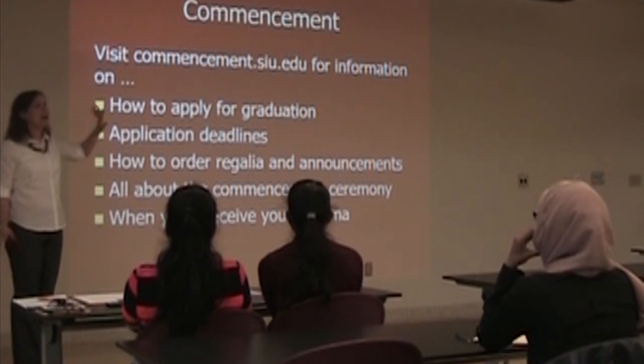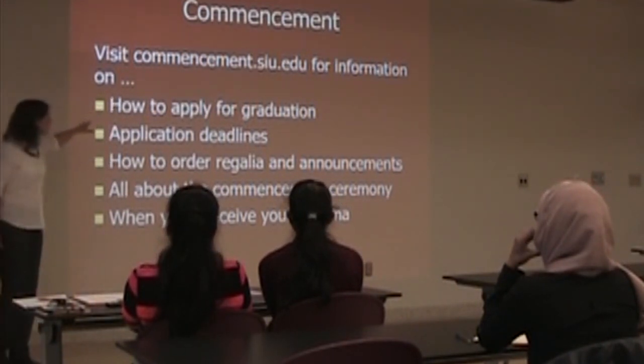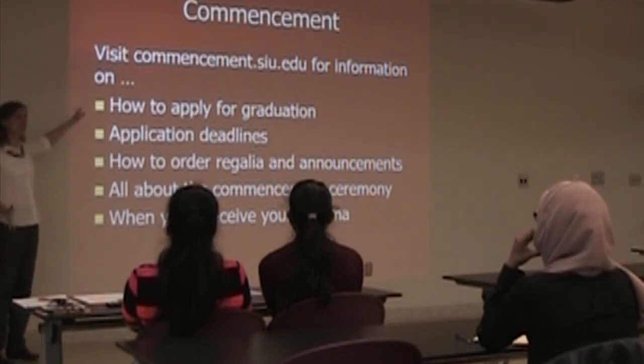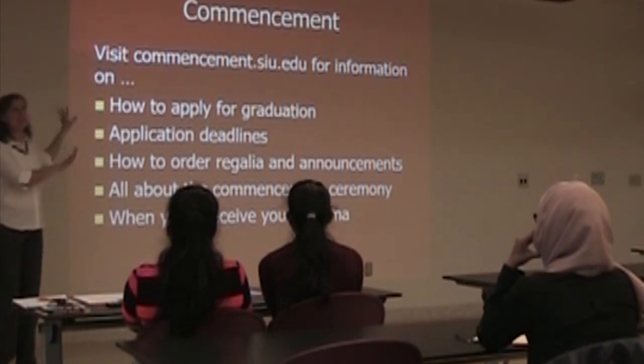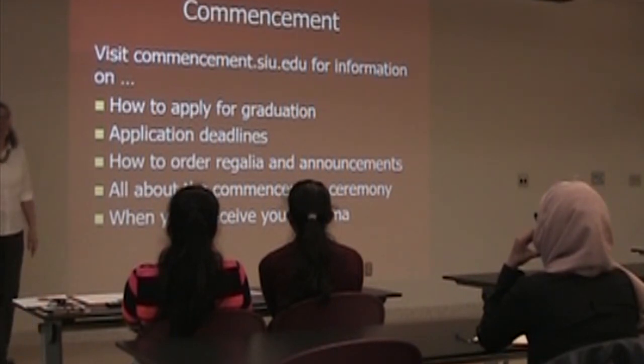Commencement.siu.edu has lots of tabs, all the information you need, how to apply for graduation, but like I said, it's through SalukiNet. Your application deadlines. If you want to order your cap and gown, that's through the university bookstore, but you have your links here on this website. And more about the commencement ceremony and when you'll receive your diploma, all of that information is on this website, so you'll know about it.